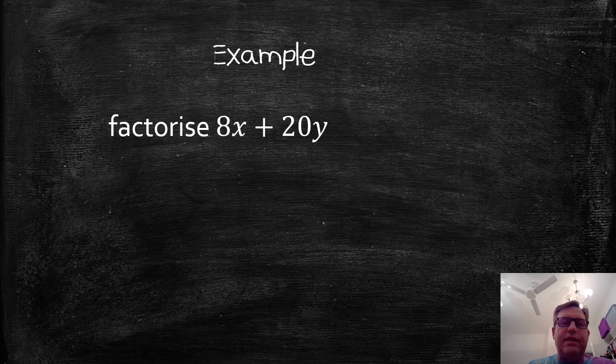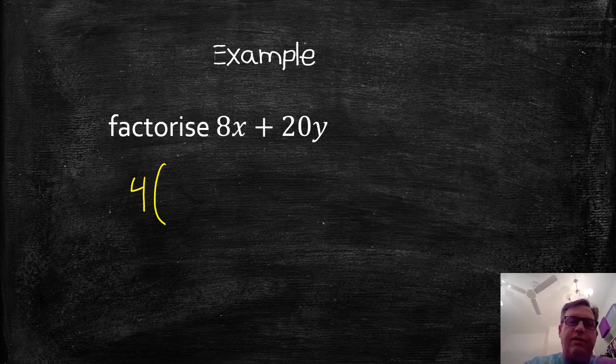Okay, I will do this next example. This time both terms have numbers and letters, so the highest common factor between 8 and 20 is 4. Now, variable-wise, 8x has a factor of x and 20y has a factor of y. They don't have any common letter factors, so there's nothing to factor out.